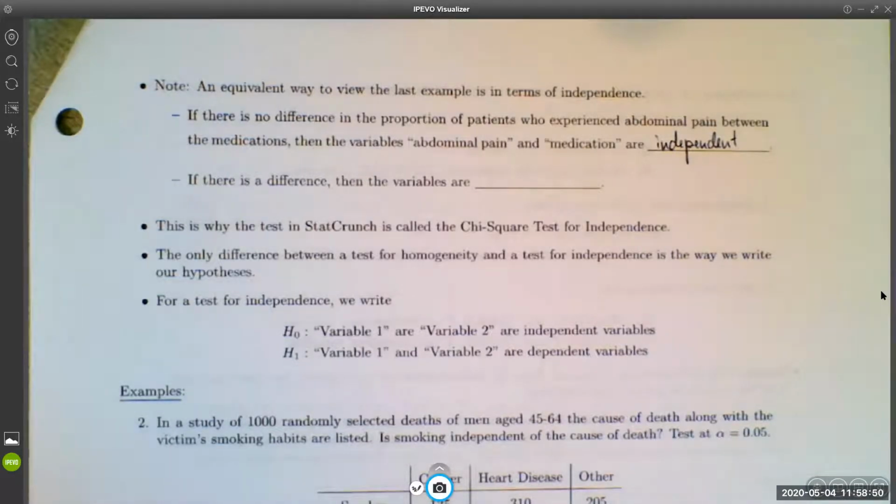Well, in that case, the proportion of patients taking each different kind of medication would be the same, right? If the medication doesn't affect whether or not you experience abdominal pain, then the proportion of patients who experience abdominal pain is going to be the same in each group.